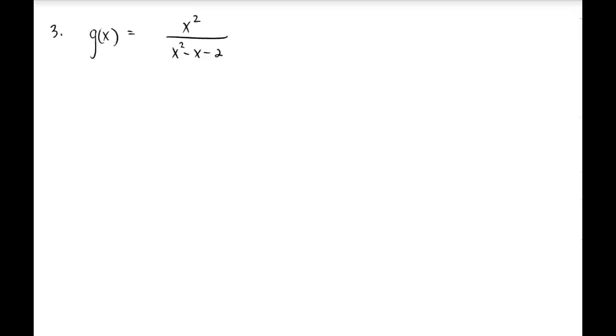This is the third example of graphing rational functions. The function that we have now is g of x equals x squared divided by x squared minus x minus 2. To start this one off, we see that our denominator isn't factored out, so we're going to try to factor it out if we can.